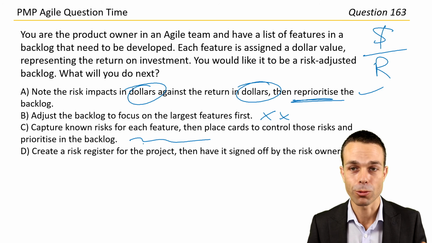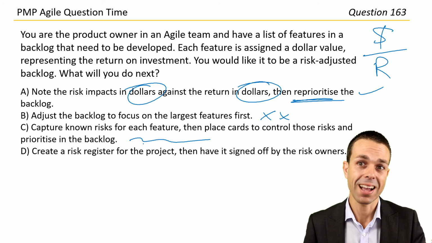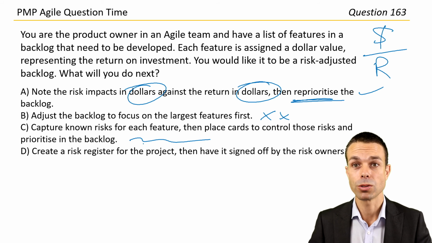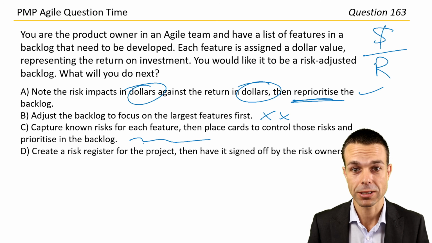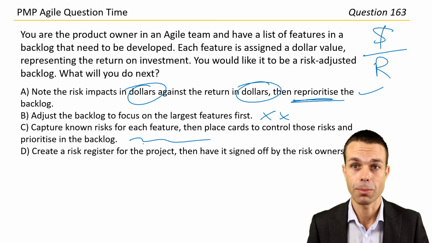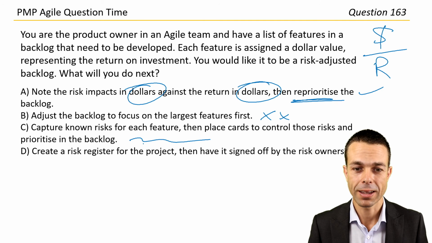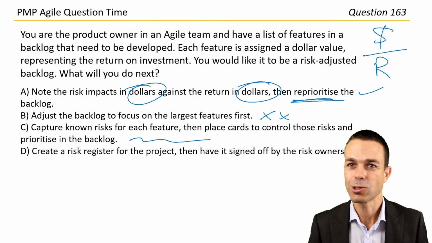That one's also a really, really good one. And that's actually exactly what we want to do as an Agile team. That's how we can prioritize, by creating cards for the risks and then prioritizing those in the backlog. So that way we do become risk adjusted. So there's two ways we can do this.